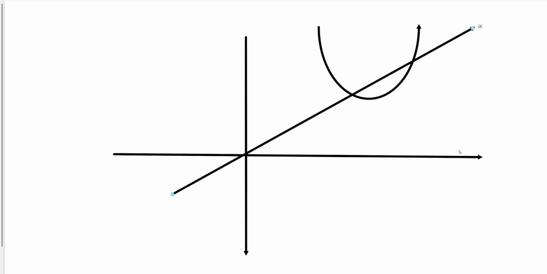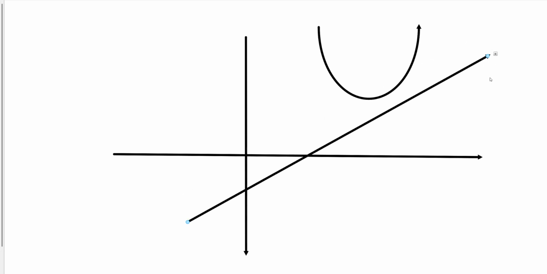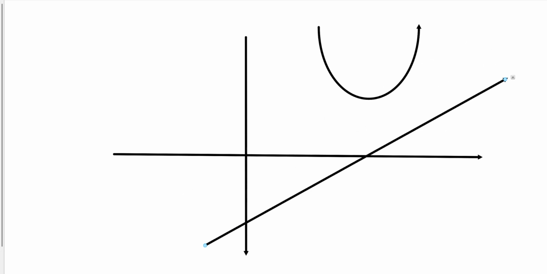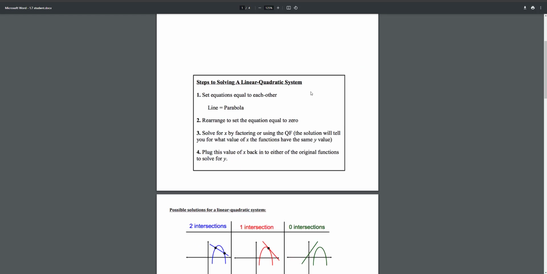So it has the same three scenarios where the line can intersect the parabola at two intersection points, or the line can intersect the parabola at 1 point, or the line can intersect the parabola at no points, meaning they don't intersect at all. So you got to be very careful on how to proceed. Let's do an example here.